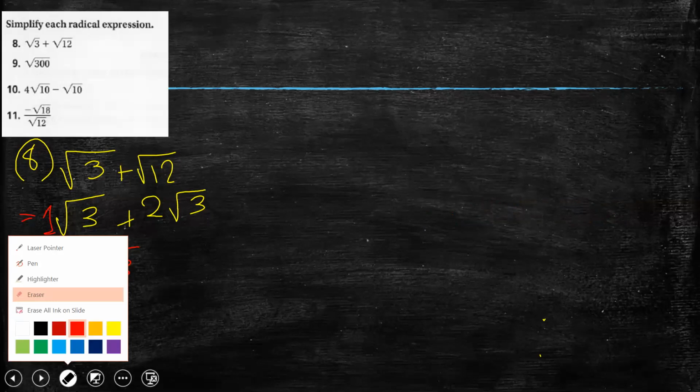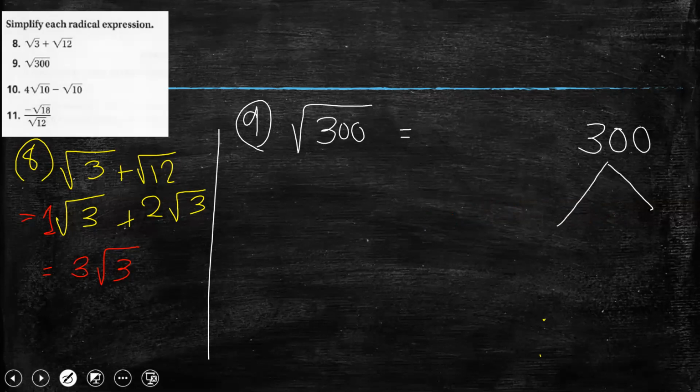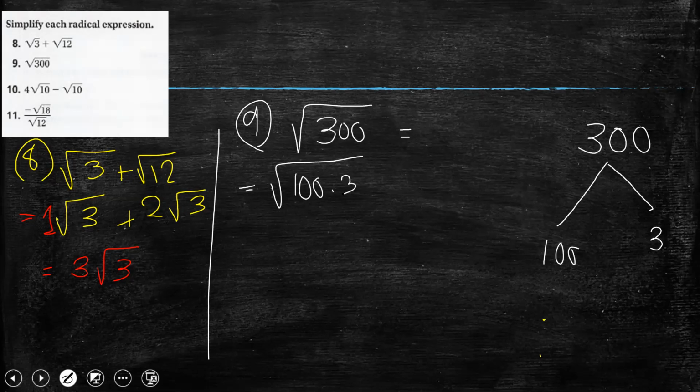Now let's solve number 9. Square root of 300. Let's ask ourselves about two numbers: if I multiply them, I get 300, and one of them is a perfect square number. 100 and 3. Bravo. So 300 can be written as square root of 100 times 3.